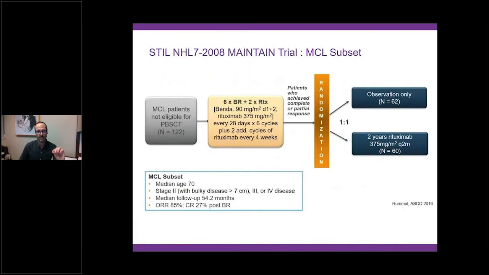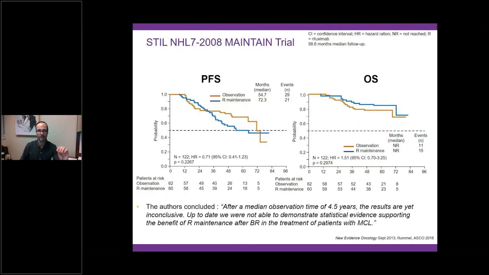This was looked at in a small trial called the Maintain trial. This was a European trial in which patients not eligible for transplant, so peripheral blood stem cell transplant, received BR and then were randomized to 2 years of maintenance versus observation. And what this study showed was that there was basically no difference between progression-free survival and overall survival. And the follow-up was reasonable.